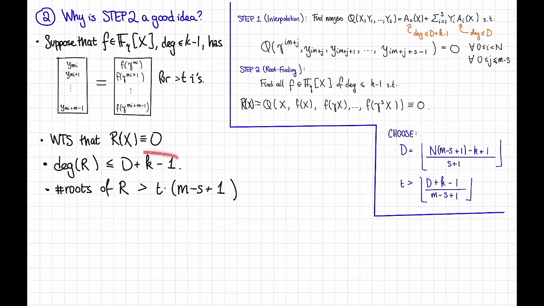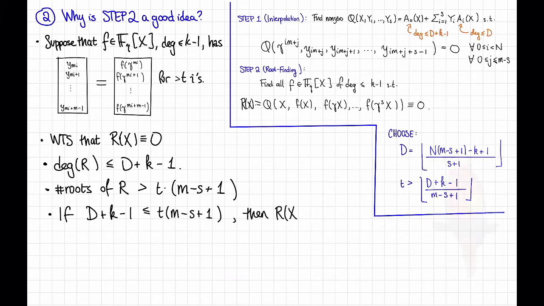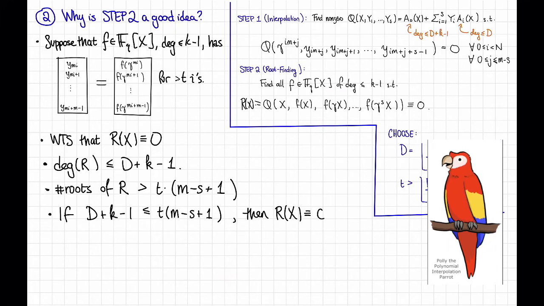So we have that the degree of r is less than or equal to d plus k minus 1. However, the number of roots of r is strictly greater than t times m minus s plus 1. And we conclude that if d plus k minus 1 is less than or equal to t times m minus s plus 1, then r of x will be identically equal to 0. Right! Low-degree polynomials don't have too many roots.